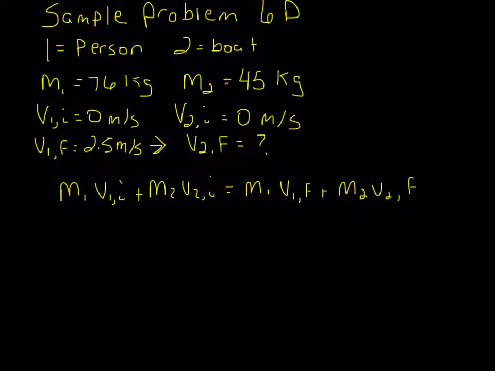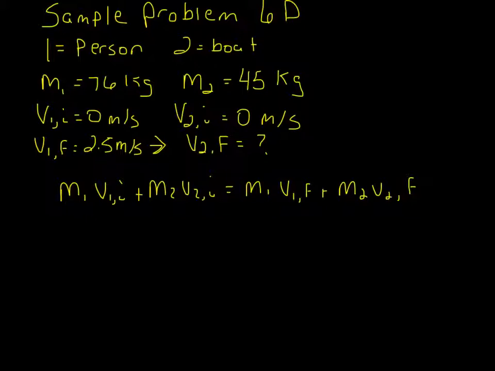So we see here our information that it gives us. And what we want is that final velocity of the boat. We're going to say 2 is the boat, 1 is the person. Here is our equation. This was the equation from page 216, the conservation of momentum equation. We're going to start plugging things in.